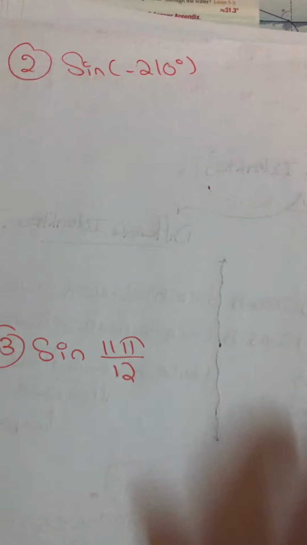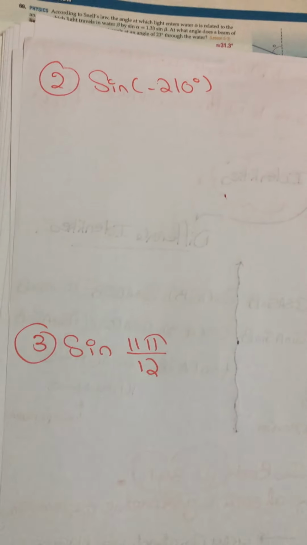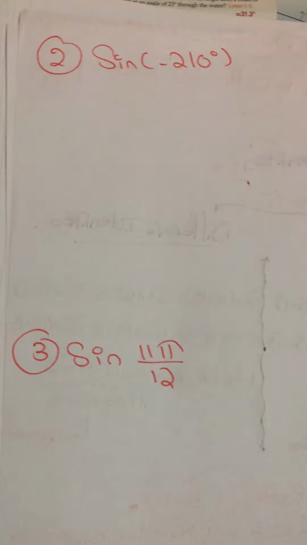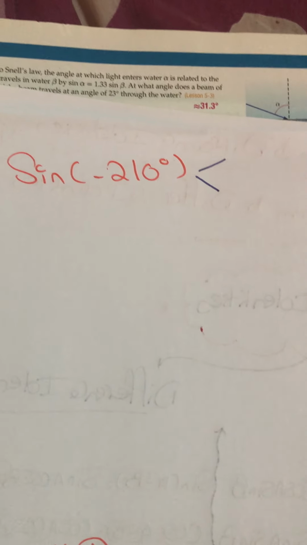Okay, the next question is over here. I have it ready: sine negative 210. So give yourself seconds to think: how can I get negative 210 by addition or subtraction of two numbers that are on the unit circle? It's all in your hands. You have many choices. You can do whatever you want.